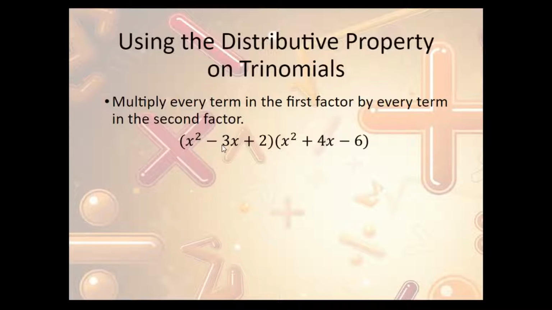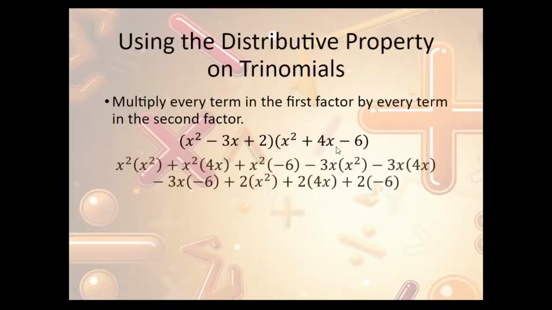Then we do it for the second term. Negative 3x times x squared. Negative 3x times 4x. Negative 3x times negative 6. And then we do it with the 2. 2 times x squared, 2 times 4x, 2 times negative 6. And this looks like a lot of stuff, but once we combine like terms, it shouldn't be so bad.